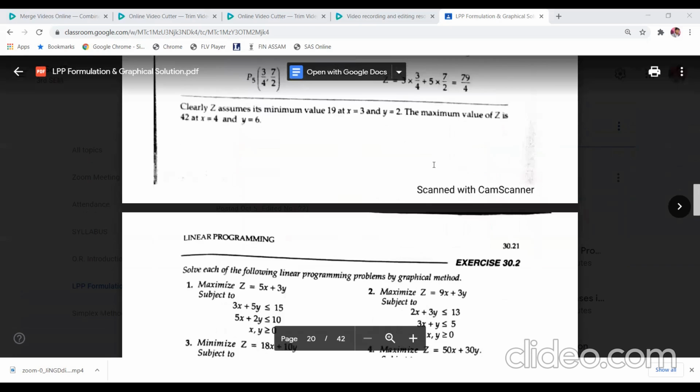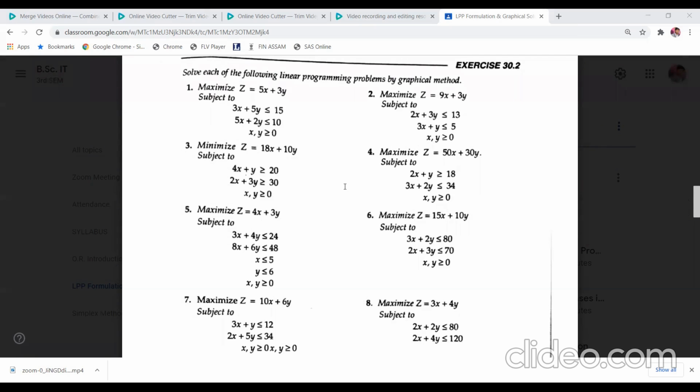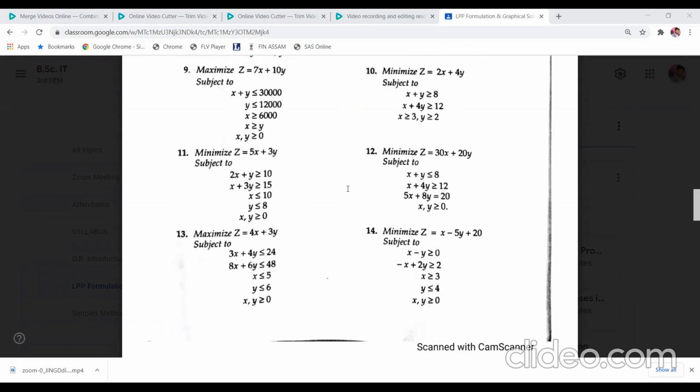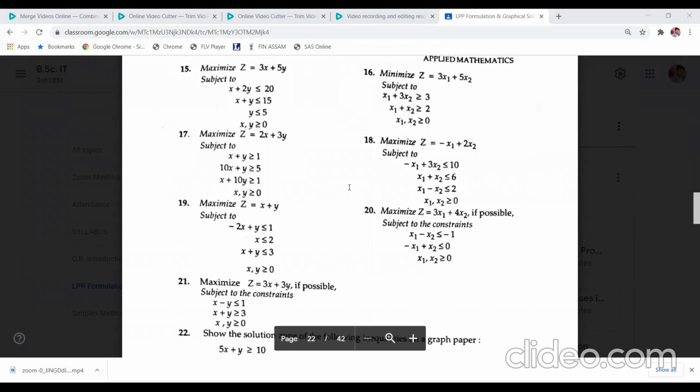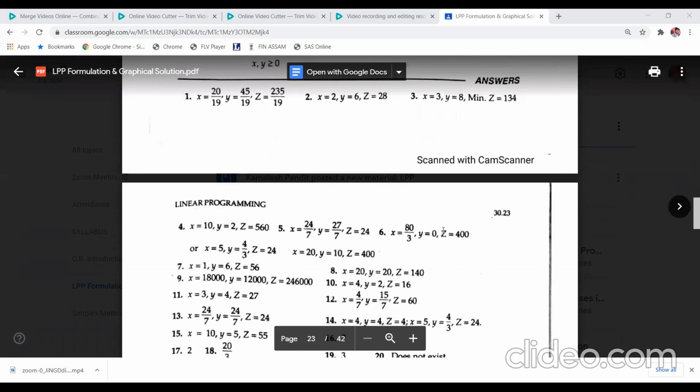Okay. So there are several problems here. Just go through that one. And I think their solutions are also given, just to compare with that.